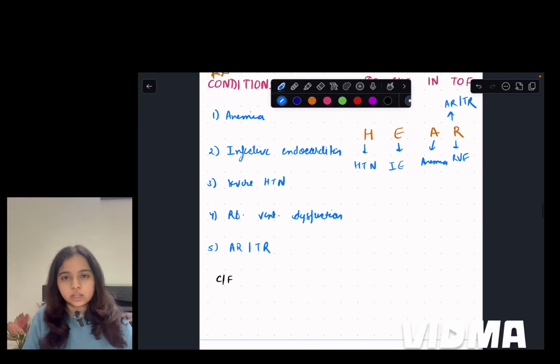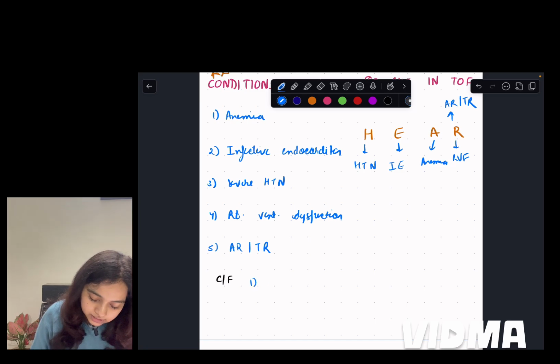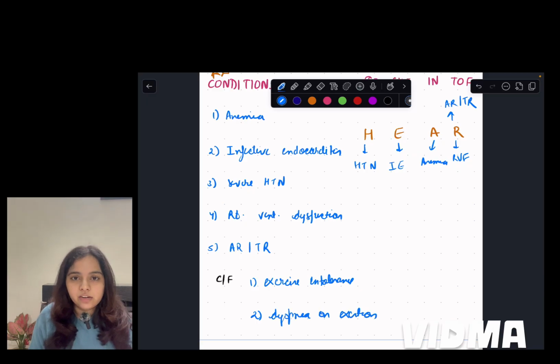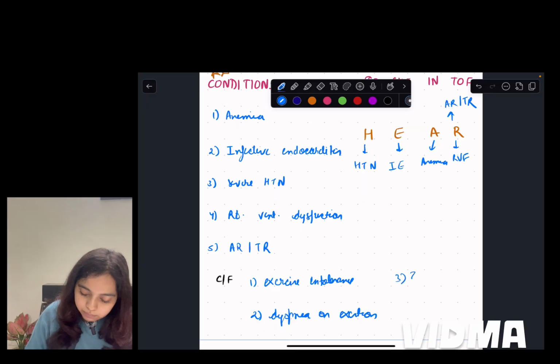What are the clinical features which you can see? Of course, you can see cyanosis in the patient. There can be exercise intolerance. There can be dyspnea on exertion. To prevent that, the child will assume the squatting posture, and there can be TET spells or hypercyanotic spells.